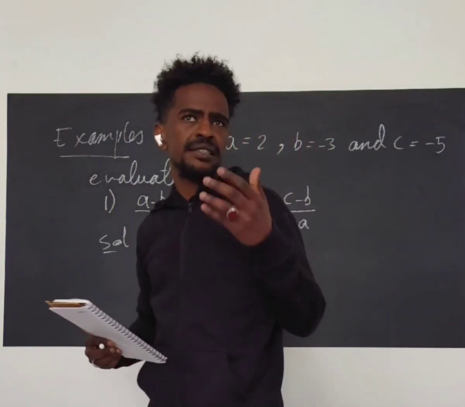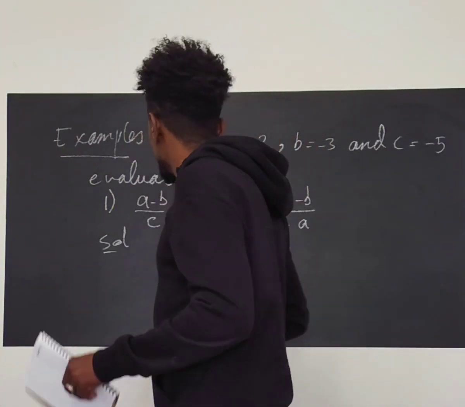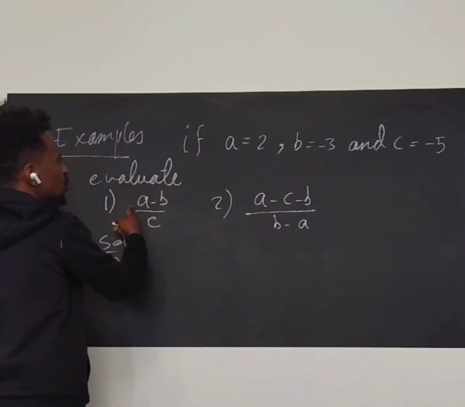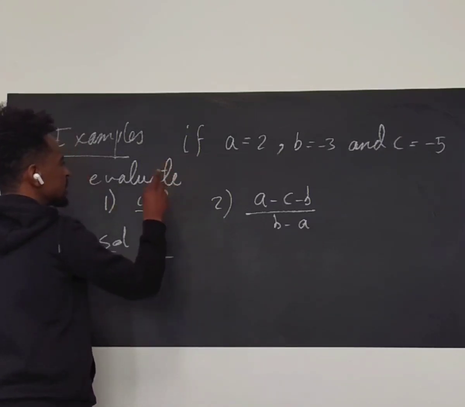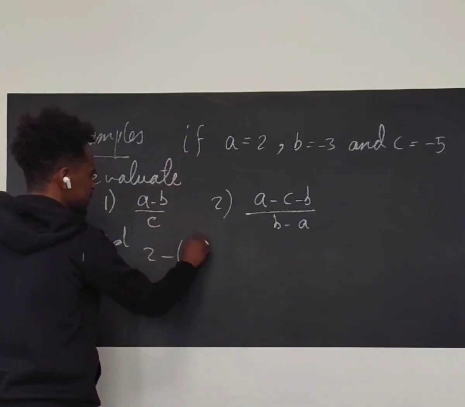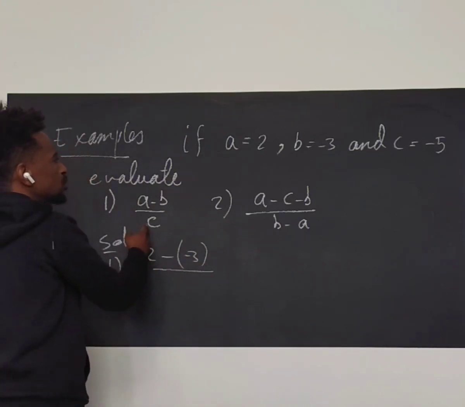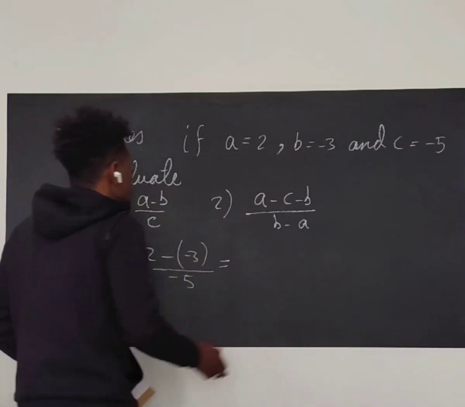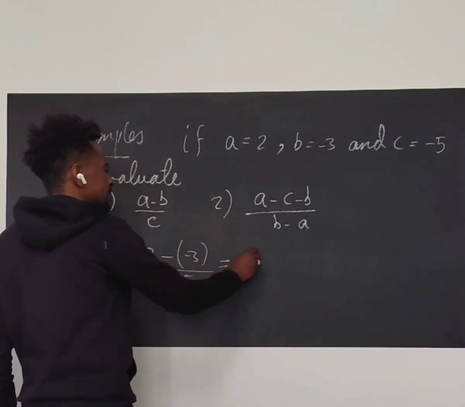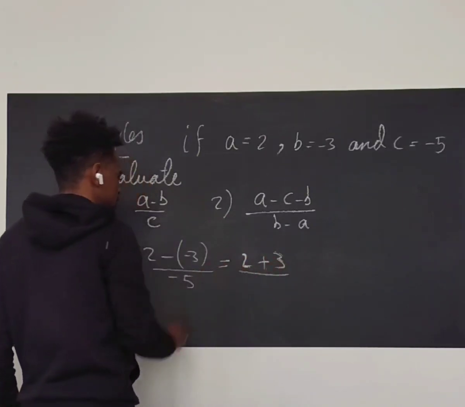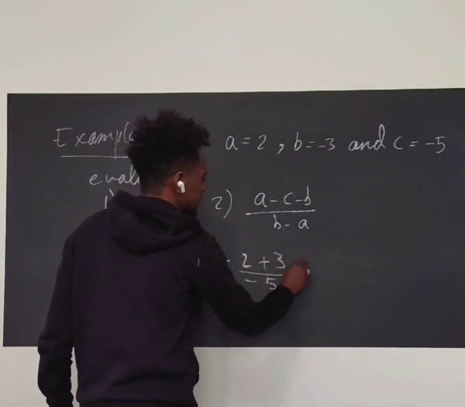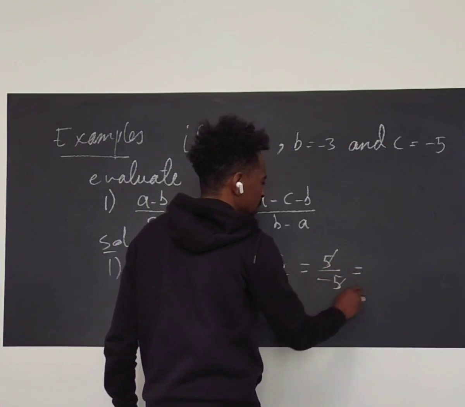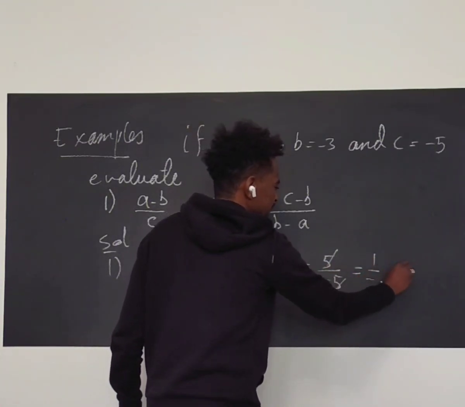We need to replace these unknowns with their values. So number 1, the value of a is 2, minus the value of b is minus 3, over the value of c is minus 5. This is equal to 2 minus minus, that's plus 3 over minus 5. This is equal to 5 over minus 5, and that's equal to 1 over minus 1, and that's minus 1.